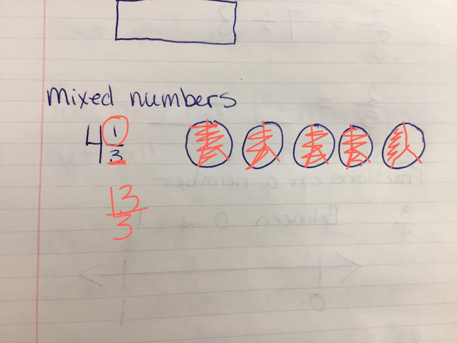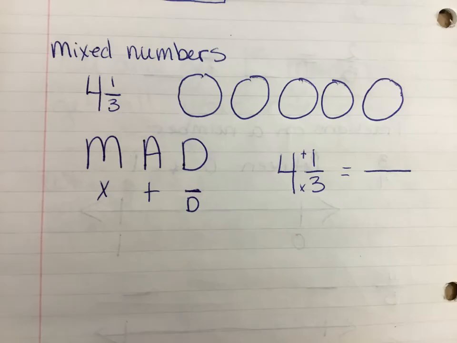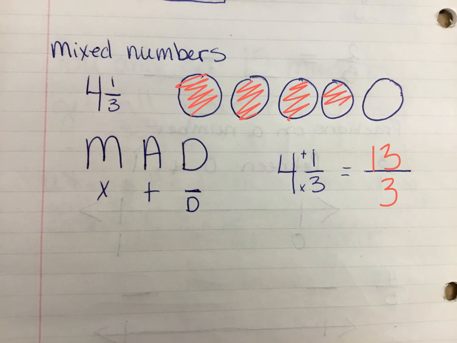I could show a picture and get my improper fraction, or I could use multiplication, addition, and keeping the denominator the same. I look at my mixed number, I take the denominator times the whole number and get 12, and then I add the numerator and get 13, but keep the denominator the same. That would be the math way to count all those thirds. So this one's a little bit quicker than having to draw all the pictures.